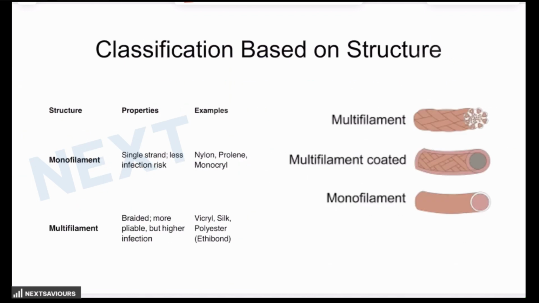The third one is the classification based on their structure. That means whether it is monofilamentous, a single thread, or multifilamentous, that is multiple threads which are braided together.